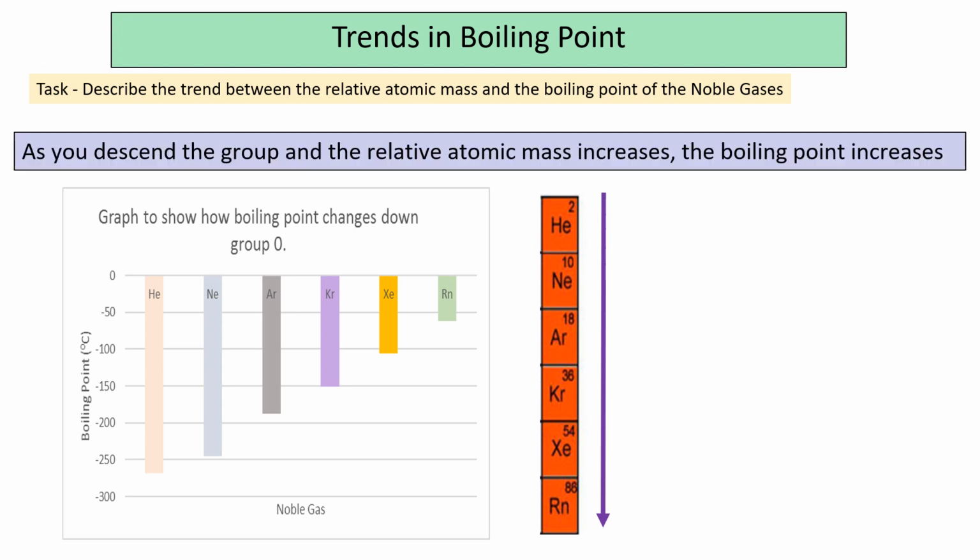So when describing, your answer could look something like this. As you descend the group and the relative atomic mass increases, the boiling point increases. That is a description because I have given no reasons or explanations for my answer.